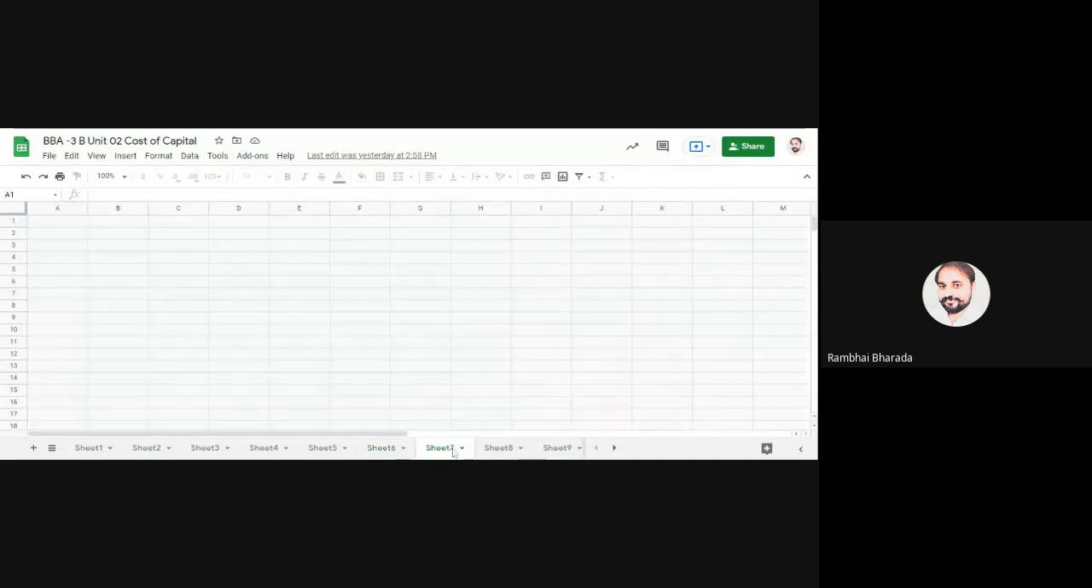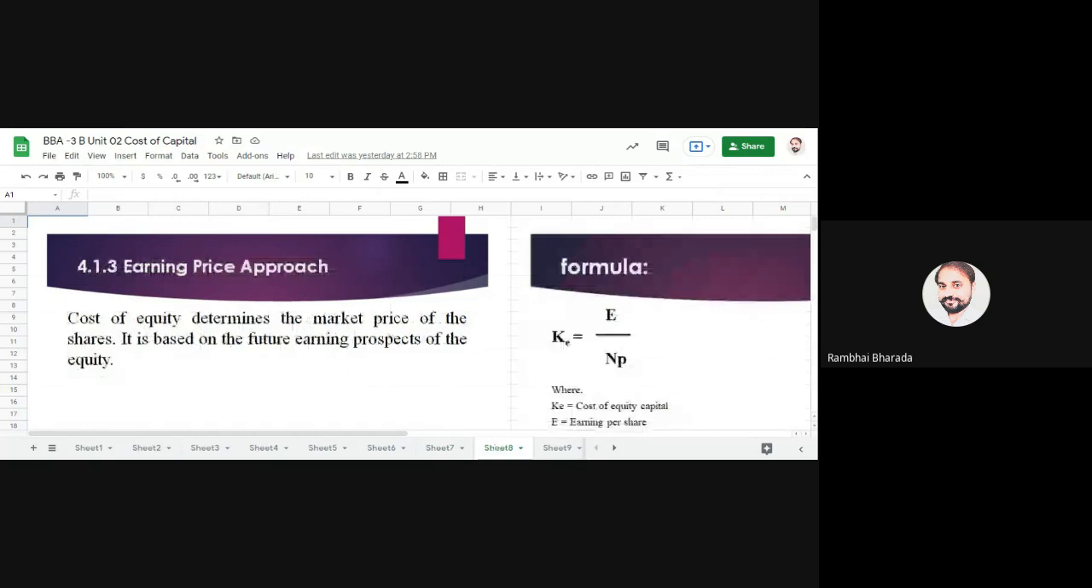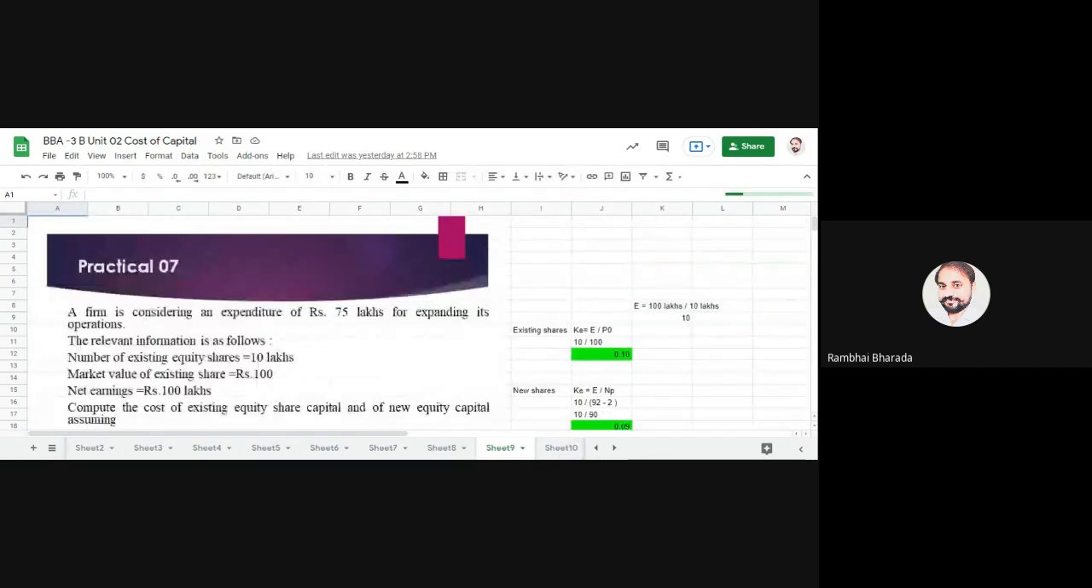Now number 3, earning price approach. Formula is very simple. E divided by NP. Please remember, whenever in a practical question, आप कोई लिख नहीं रहे हो तो मुझे पता नहीं कि आपकी मेमोरी कितनी साफ है. Okay, but whenever in a practical question only earning is given to you, no information about the dividend, nothing is given, only the earning, net profit is given to you, at that time you need to apply the third method. Are we clear?